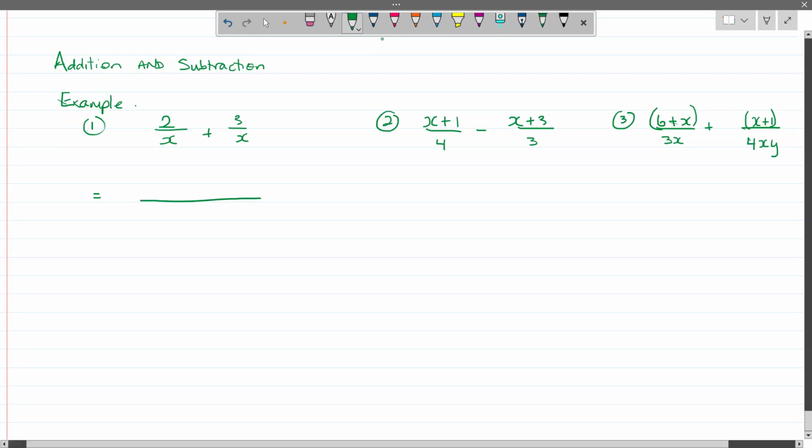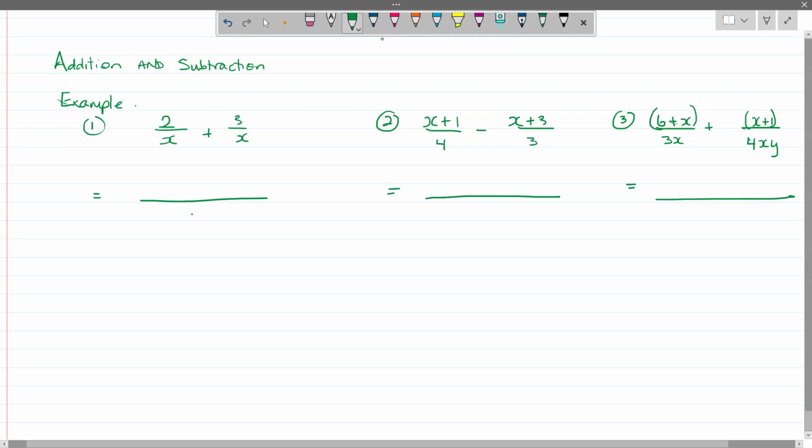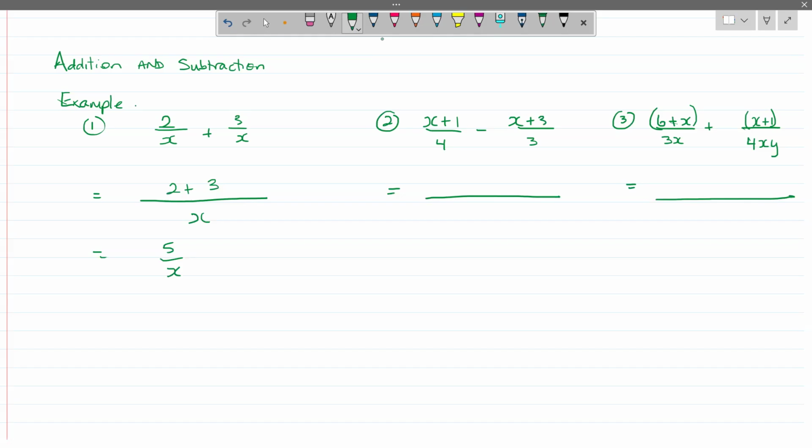Here we treat all of these just as we would regular fractions. So you have to find a common denominator. I'm going to show you how to find the common denominator in all of them. My common denominator here is going to be x. This is like you have the same denominator, so we could keep the denominator and add on top: 2 plus 3 is going to give me 5 over x. So we're good with this one. Same denominator, keep the denominator, add on top.